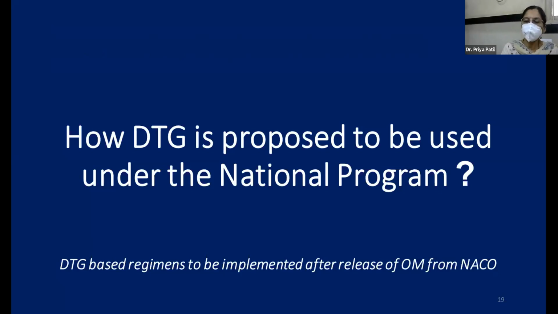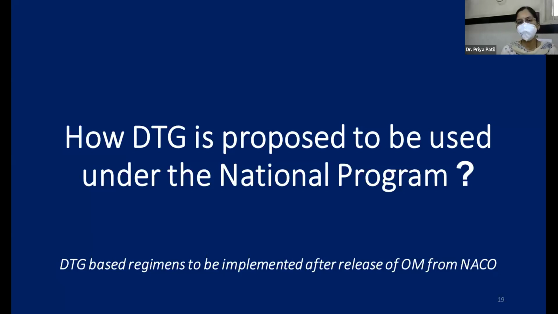So for example, for first line, we are not starting with first line now. Whenever NACO releases a memorandum that DTG can be used for first line, only then we have to do that. So right now we are not to do it for first line. It's only for alternative regimens, which will be coming now. So it is very important that we use it as per the stepwise release of office memorandums from NACO, because the stocks have to be arranged accordingly. So we cannot suddenly begin the transition. Where we are going to use it right now will also be discussed.